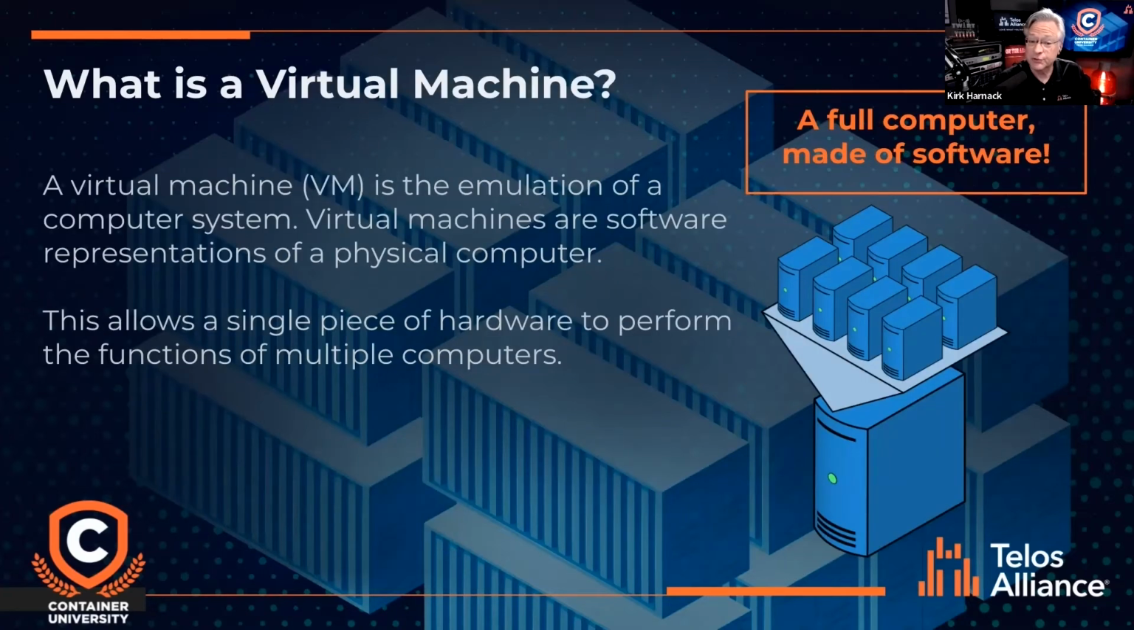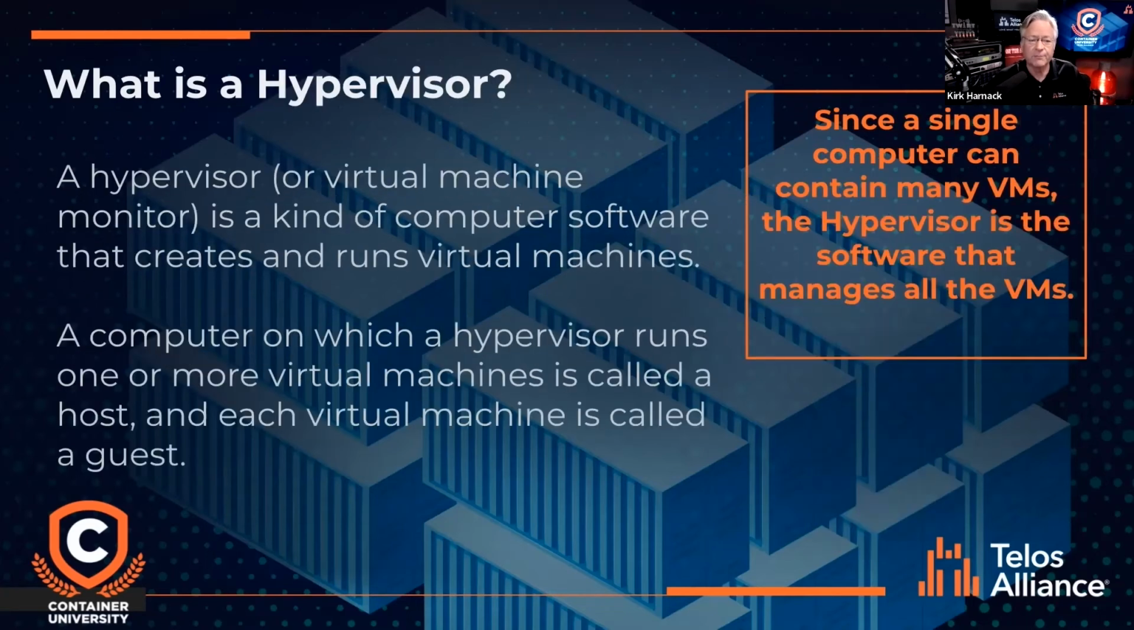So what's a virtual machine? Well, it's a full computer, but it's made of software. A virtual machine, or VM, is the emulation of a computer system. Virtual machines are software representations of a physical computer. Now, this allows a single piece of hardware, a server typically, to perform the function of multiple computers by having multiple VMs instantiated on them.